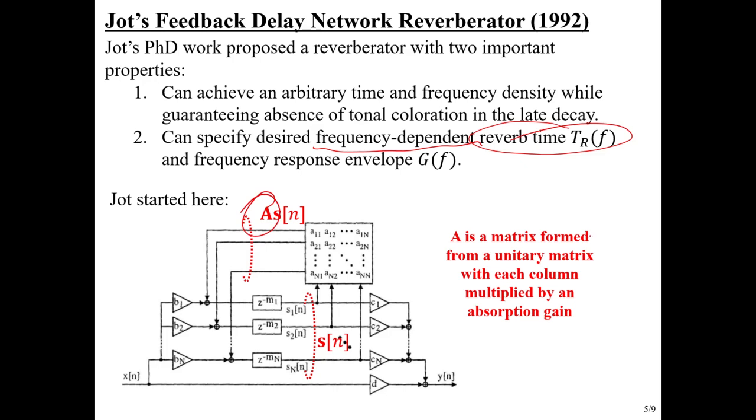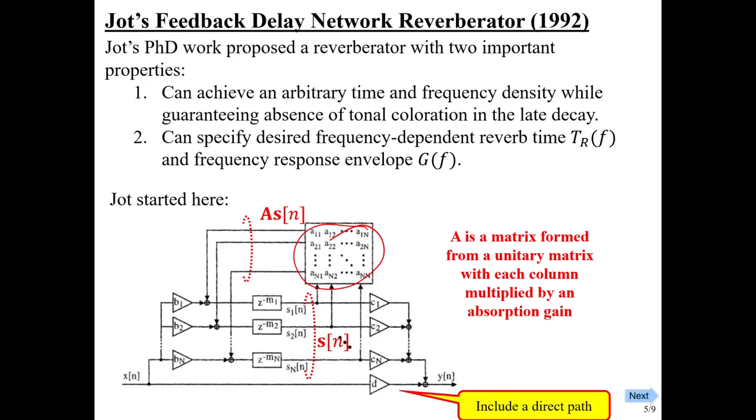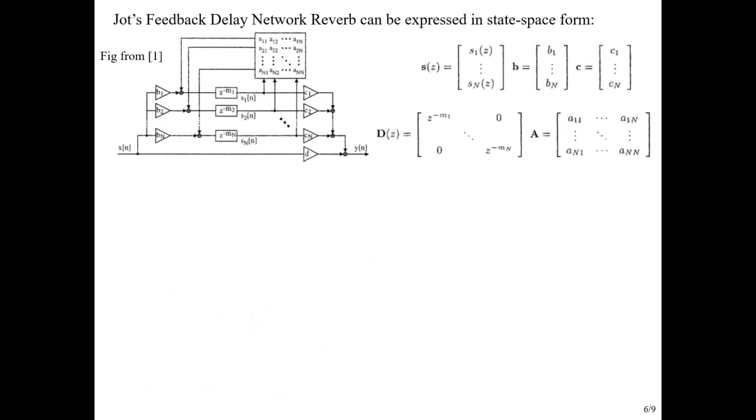And then the A matrix is formed from a unitary matrix with each column multiplied by an absorption gain. So we've already modified these, so the A is no longer strictly unitary. It starts as unitary, then we put in our coefficients as desired. And then we also included a direct path, and could put in some stuff to handle the early echo, although we're not showing that here.